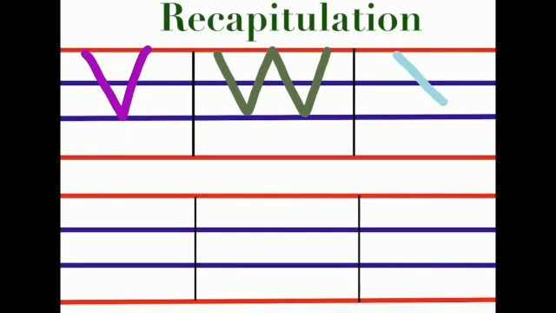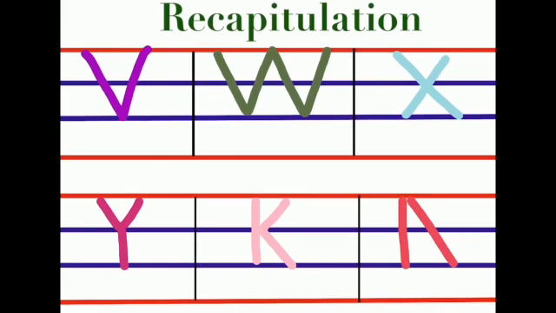Next letter is X. A left slant line and then a right slant line. And the next letter is Y. A slant line, one more slant line, then one standing line. And the next letter is K. First a standing line, then two slant lines. And the next letter is N. First a standing line, then a slant line, then again a standing line.